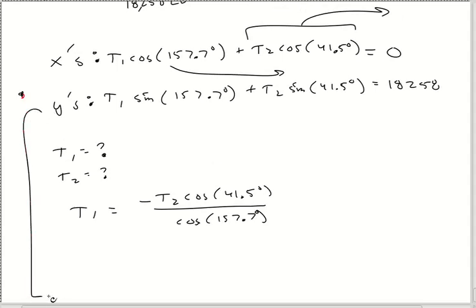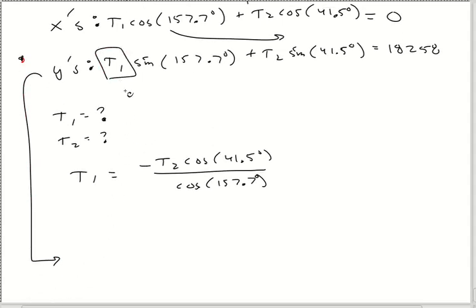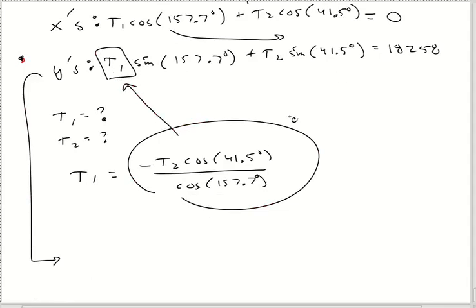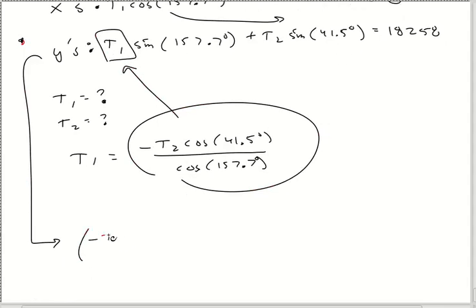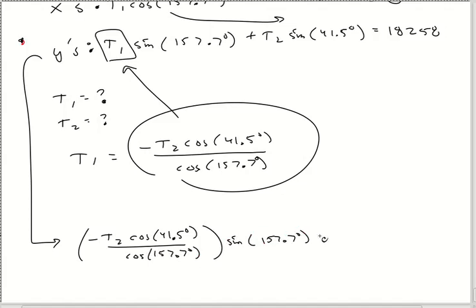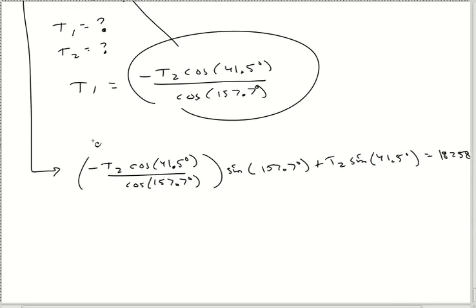So I use the top one. Now let me use the y's. I'm basically going to replace right here this T1 with all of this. And then I'm just going to rewrite the whole thing, okay? So I've got negative T2 cosine of the 41.5 divided by cosine of the 157.7 times the sine of 157.7 plus T2 sine of the 41.5 is equal to the 18,258. Whew. Now notice that I have a T2 and I have a T2, and those are the only unknowns.